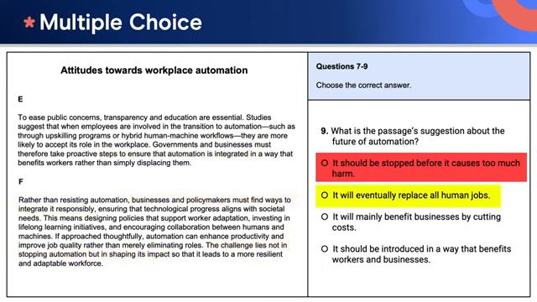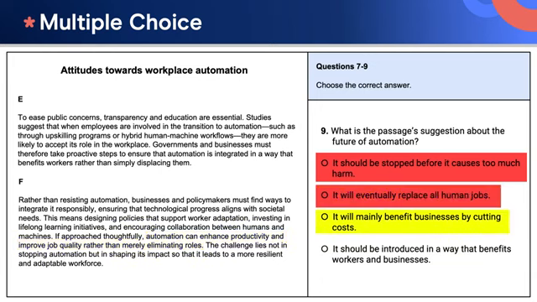The second option says automation will eventually replace all human jobs. This is an example of information that is almost correct. The passage does refer a lot to jobs being replaced, but there's no mention about replacing all jobs. Here, in paragraph F, the passage actually shows that not all jobs will be replaced by automation. It states that automation can enhance productivity and improve job quality rather than merely eliminating roles. So this option is incorrect.